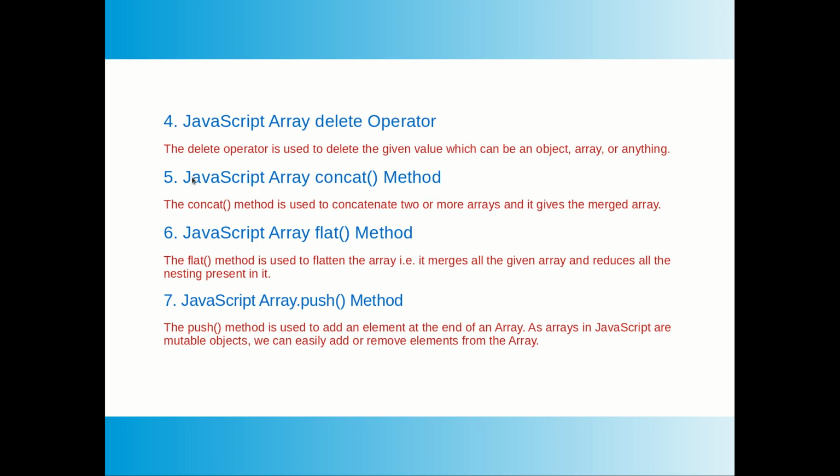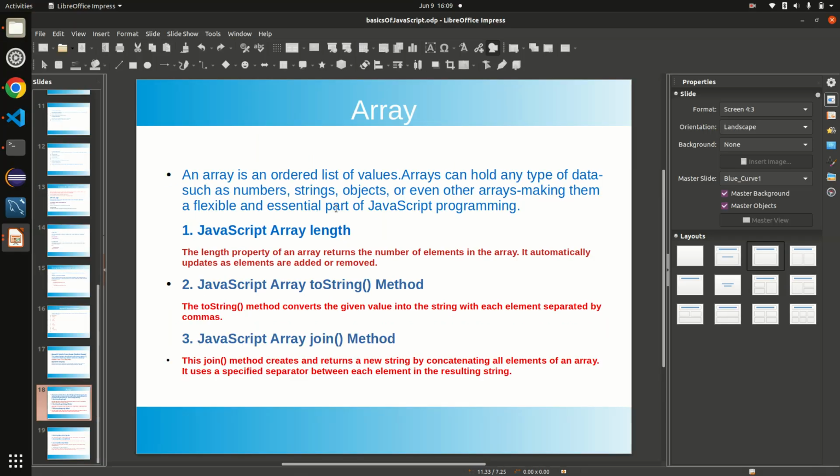So next is JavaScript concat method. The concat method is used to concatenate two or more arrays and it gives a merged array. So the concat method joins two or more arrays and creates a new array. Let's understand with an example.